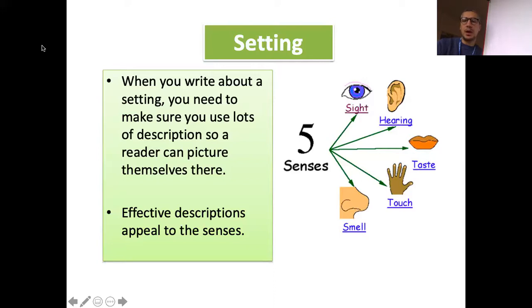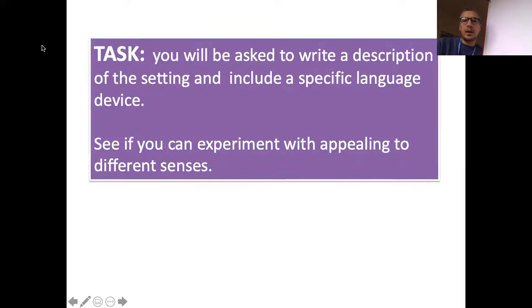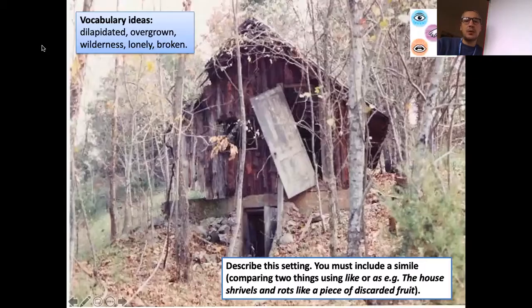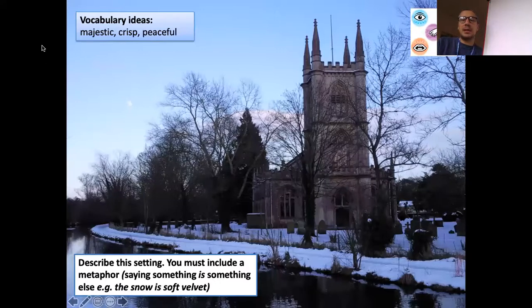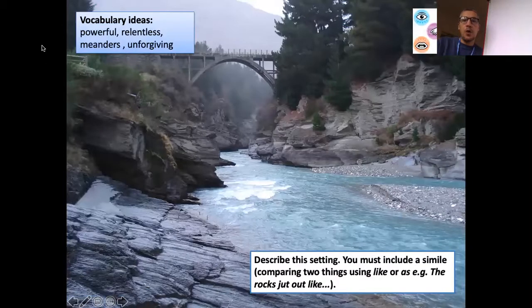All right. So I'm just going to run through a couple of words for you, a little bit of vocabulary. So we're going to be writing a description, and I'll show you a picture at the end of what, in my head, I think the lake looks like. So you've got something like this picture here, where you could use words like dilapidated, I can't even say that properly, overgrown, wilderness, lonely, and broken. So maybe your lake is in the wilderness and it's overgrown and it's a lonely place. All right. Or maybe it's majestic and crisp and peaceful next to the water. Maybe it's a frozen day. Okay. Or maybe it's a river, a really powerful, relentless river that meanders into a lake.